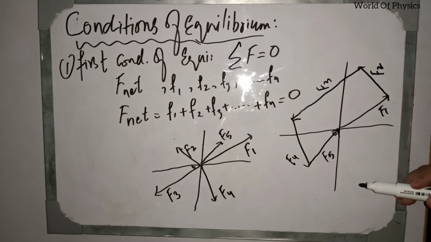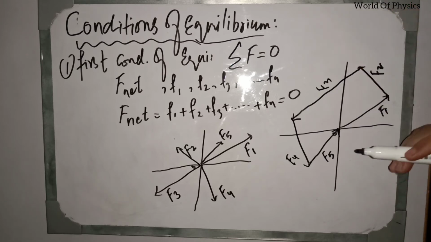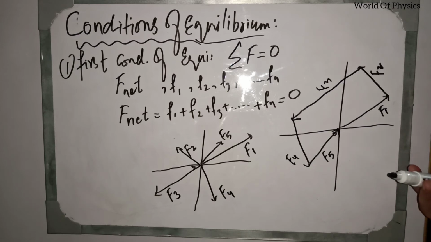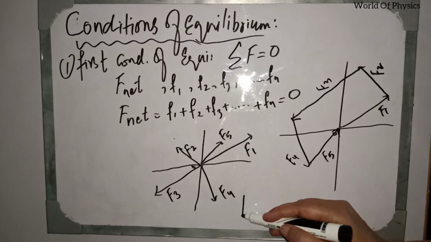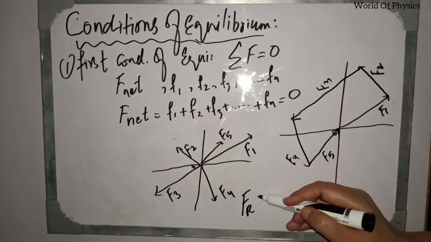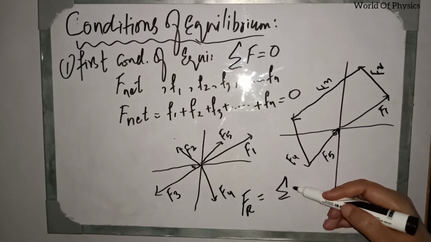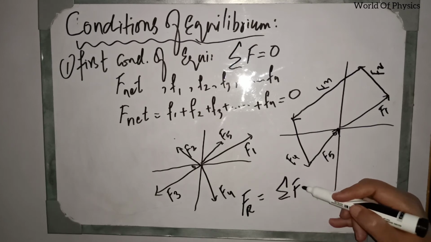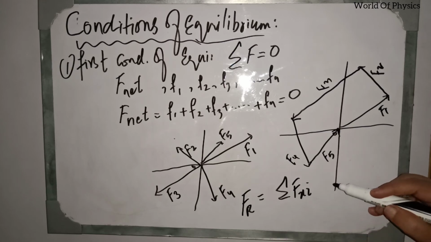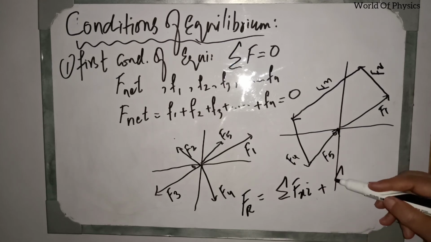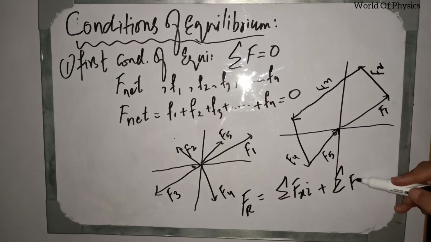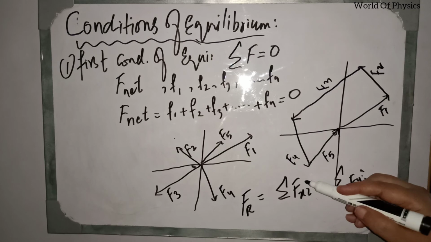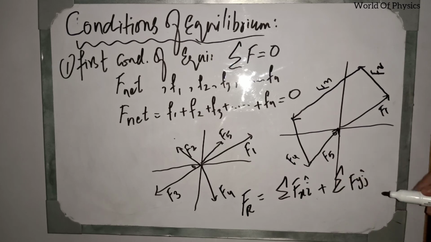For a system of coplanar forces that lie in the XY plane, just like this one, each force can be resolved into its i and j components, or x and y components, and the resultant Fr should be equal to the sum of all x components. Sum of all x components means sum of Fx i, plus sum of all y components. It means sum of Fy j, where i and j are unit vectors, and this sum should again be equal to 0.